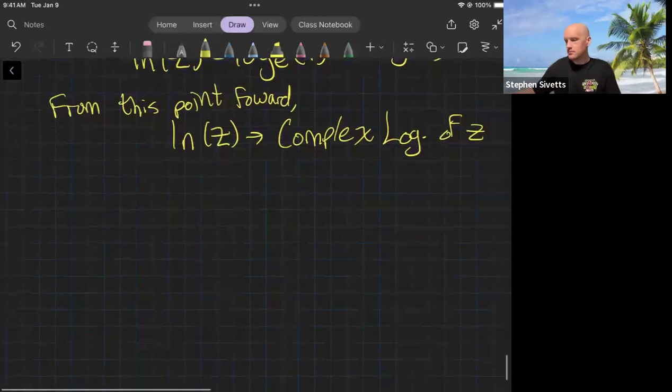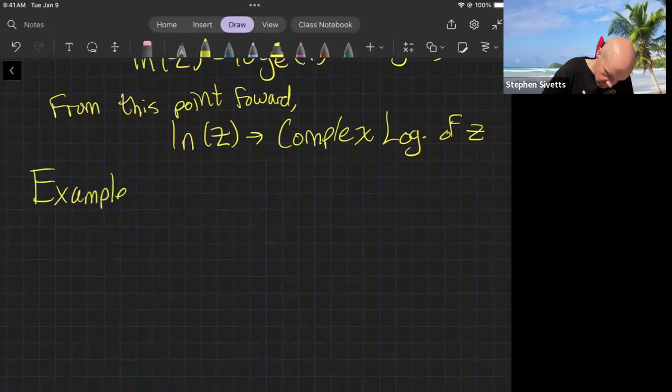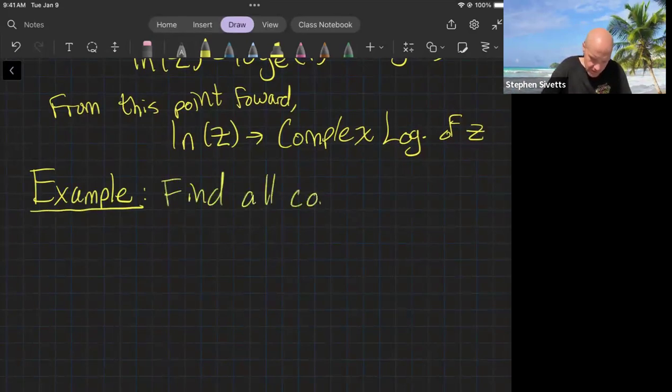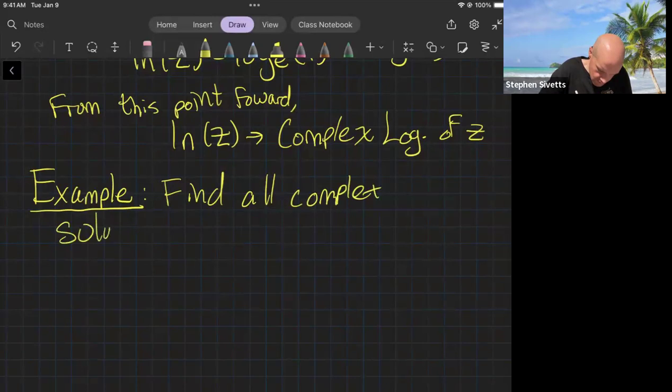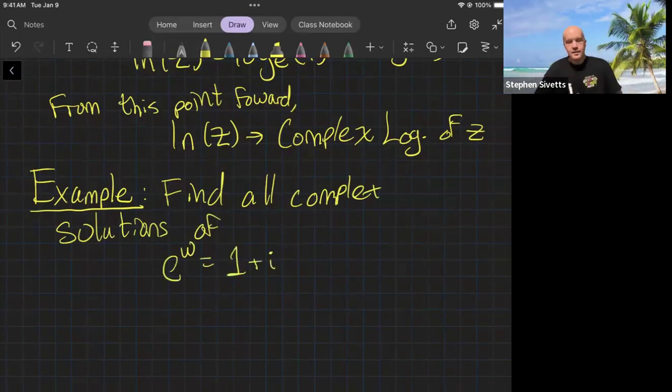All right, so for example, try to find all complex solutions of this equation, e to the w equals 1 plus i. All right, so try to pause the video and see what you came up with as the solutions for w, or natural log of z.